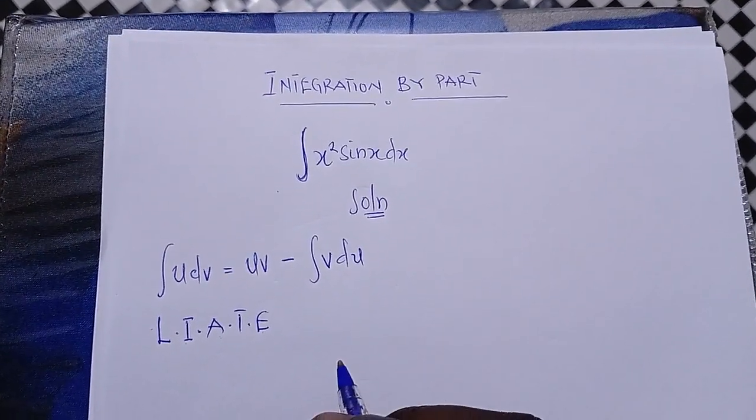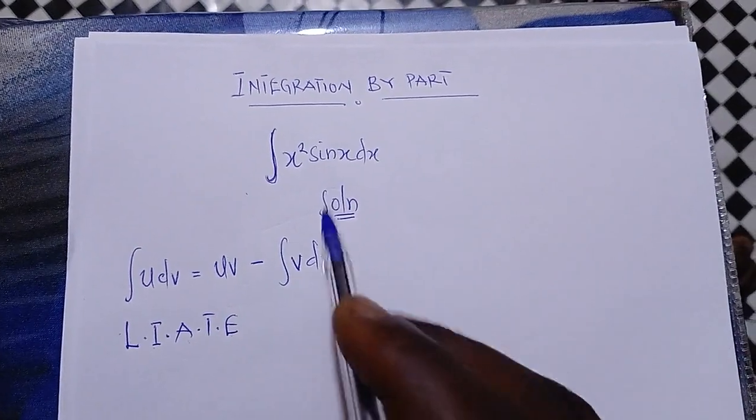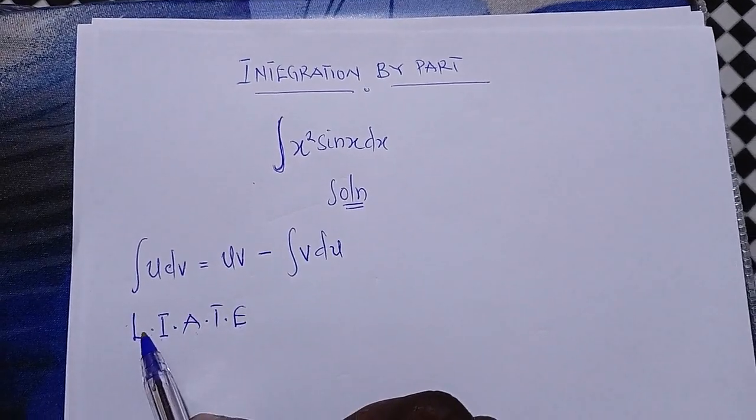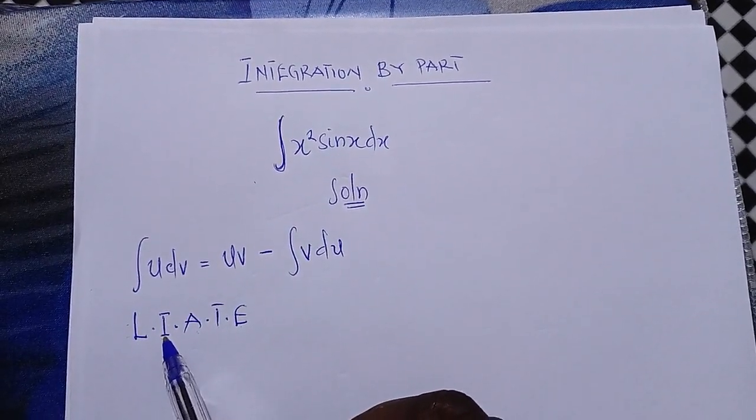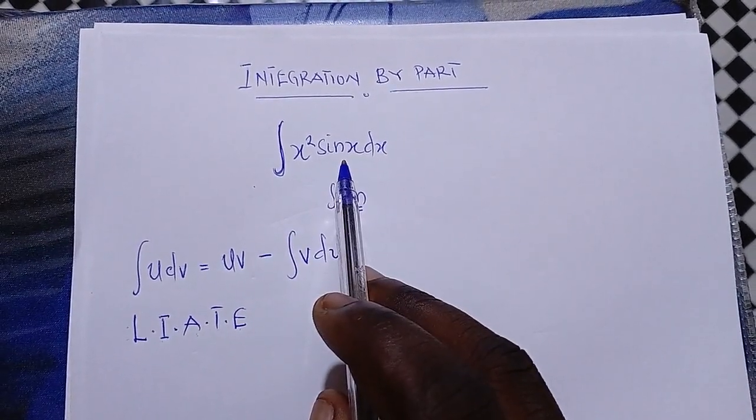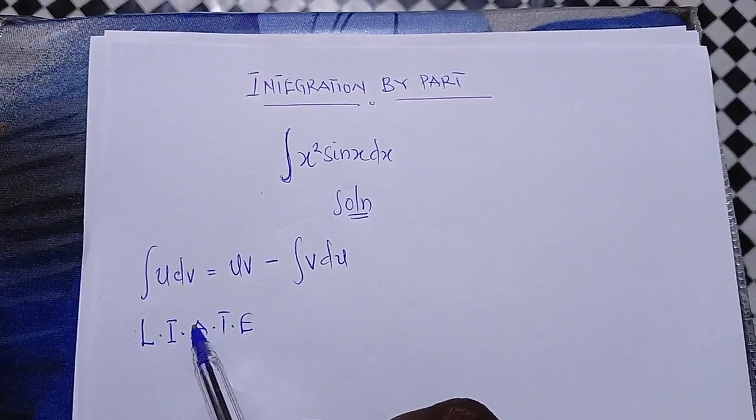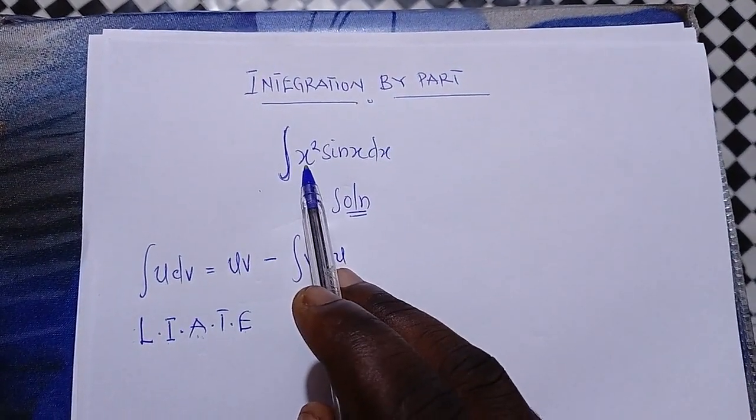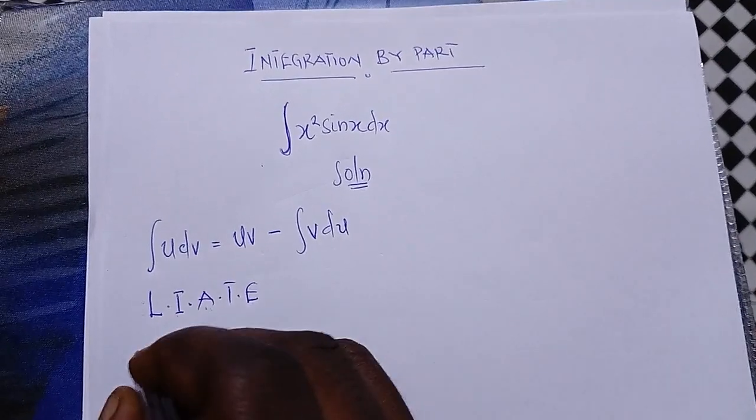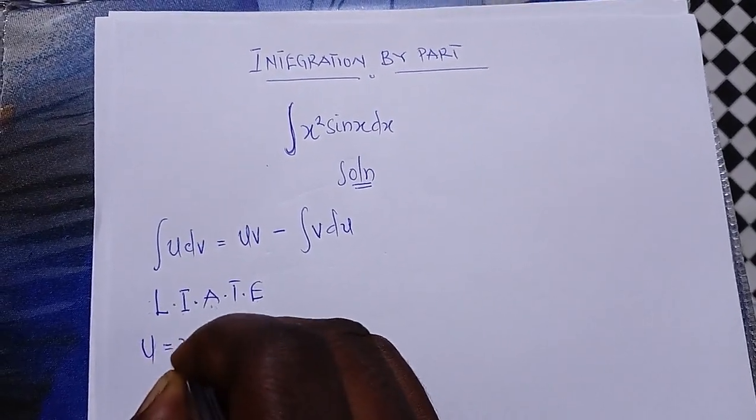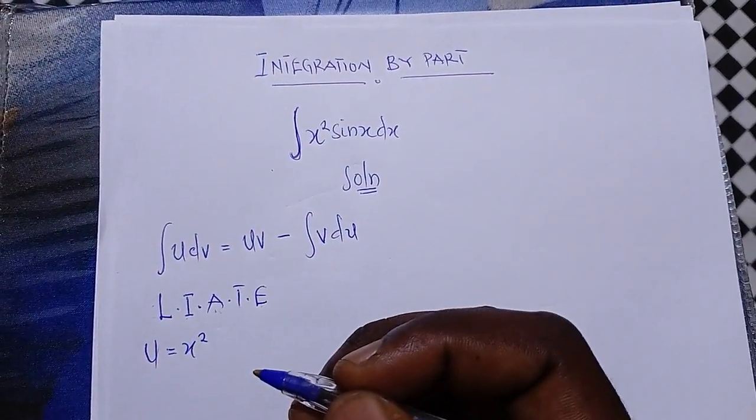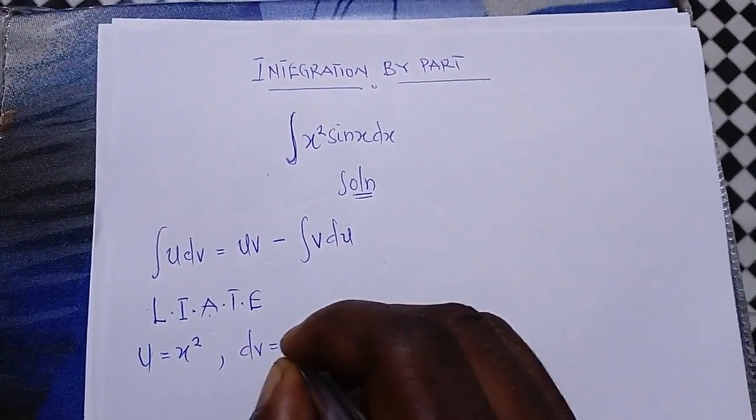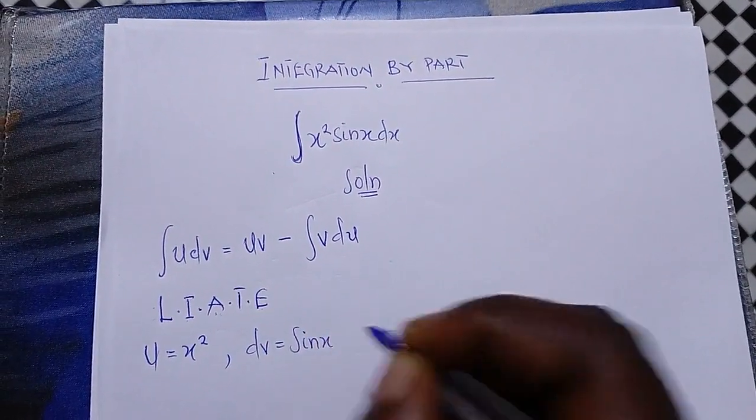Now see the way it is being done. I'm scanning through this question. I can see that there is no log here, so I'm done with L. I'll move on to I. I've seen that there is no inverse trig here, so I'll move on to the next one, which is algebra. I can see that there's an algebra here, which is x squared. So for that matter, my u will be equal to x squared, and then the rest will be equal to dv. So dv will be sine x dx.